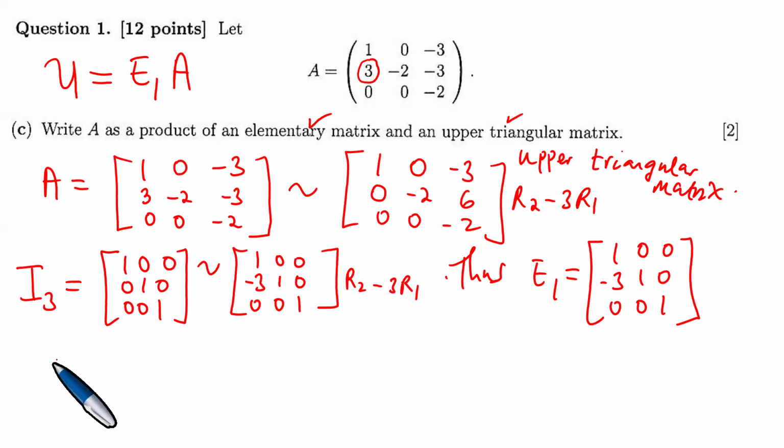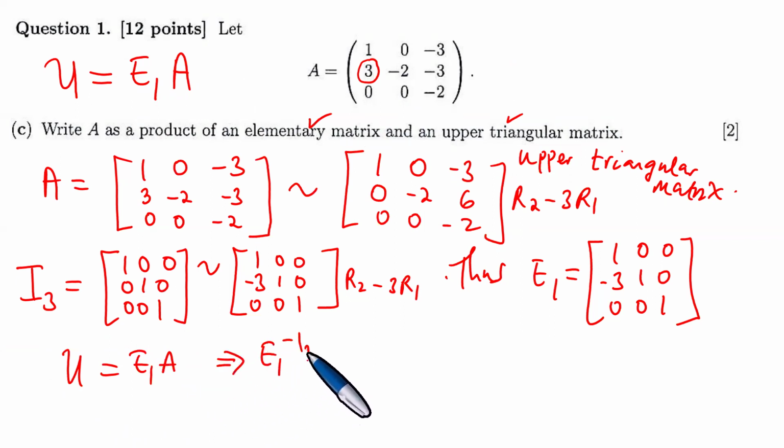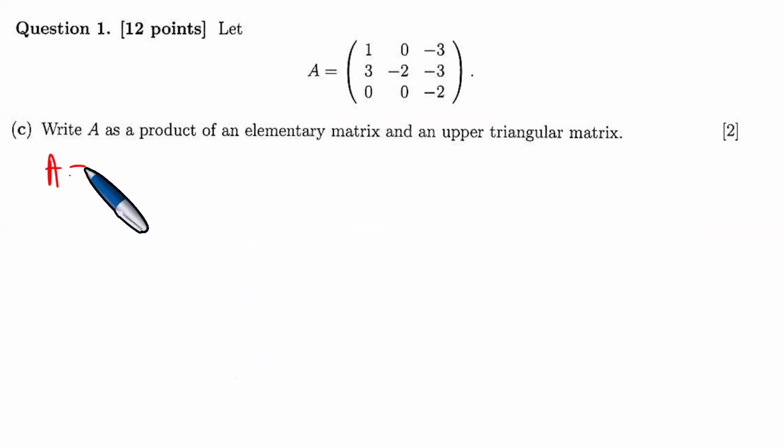You realize that you have U is equal to E1 A, and you need to solve for A. So this implies that you're going to have E1 inverse U is equal to A. And this is exactly what they want, because now we've written A as a product of an elementary matrix. This is going to be the elementary matrix they want, but it becomes the inverse of the matrix we got. So now A is written as a product of an elementary matrix together with an upper triangular matrix. Therefore, A is E1 inverse U.